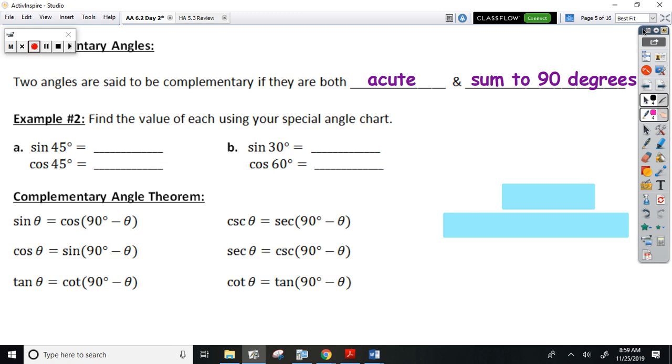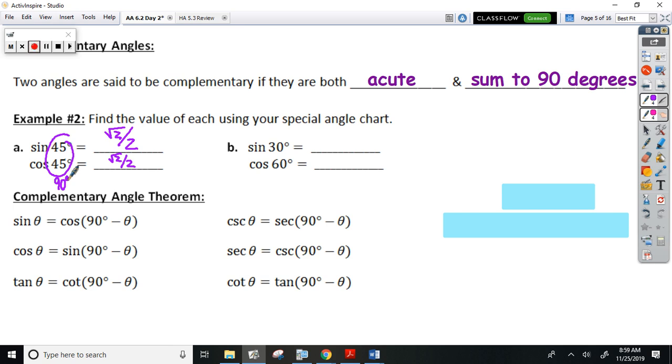All right, find the value of each using your special angles chart. So the special angles chart is on the back of your formula sheet. Let's flip it over. And you'll notice that there is a sine column, a cosine column, and a tangent column. So you just have to go find the angle you want and then travel over to that column. So the sine of 45 degrees, you can see, is the square root of 2 over 2. The cosine of 45 degrees, so just go to the next box over, is also square root of 2 over 2. Now if you notice, 45 plus 45 gets us 90, meaning that these 2 angles are complementary.